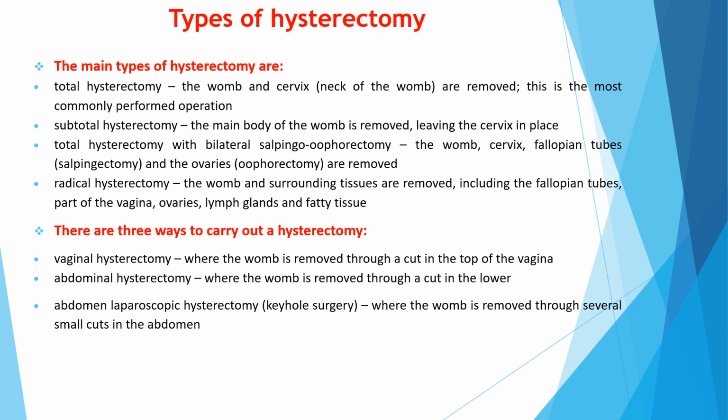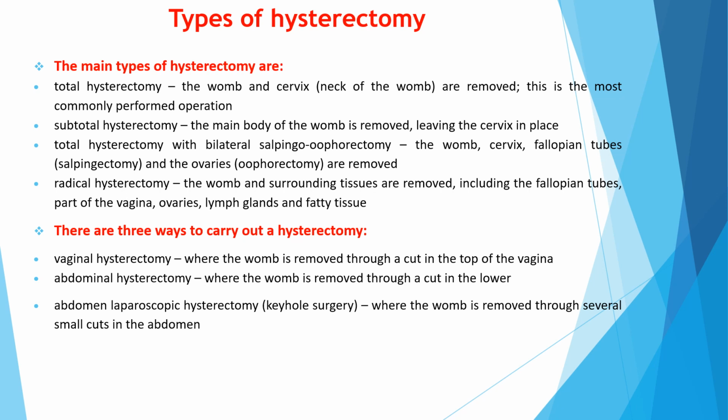So total hysterectomy removes all of them: fallopian tube, cervix, womb, and so on. Radical hysterectomy, the womb and the surrounding tissue are removed, including the fallopian tube, part of the vagina, ovary, lymph gland, and fatty tissue. So the main types of hysterectomy are four, and we already mentioned what the types of hysterectomy are.